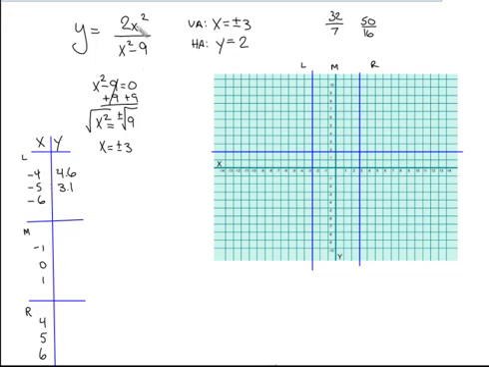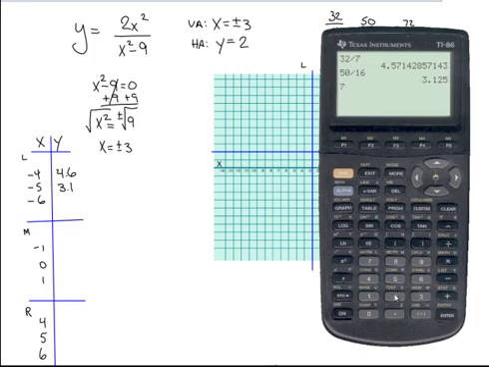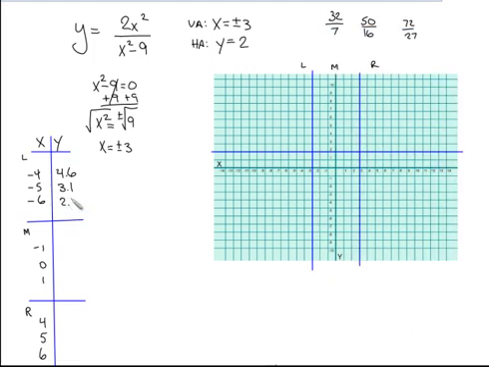If I plug in negative 6, I get 36 times 2 is 72 on the top. I get 36 minus 9 is 27 on the bottom. 72 divided by 27 gives us about 2.7. So there's the left piece. I'm going to graph that now.